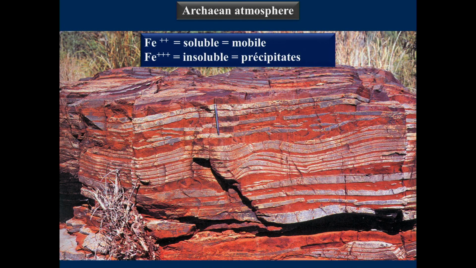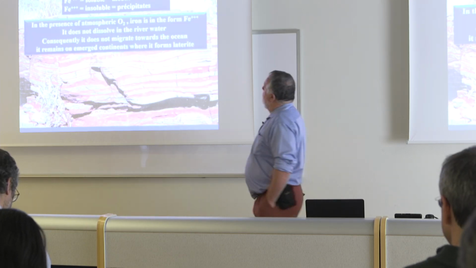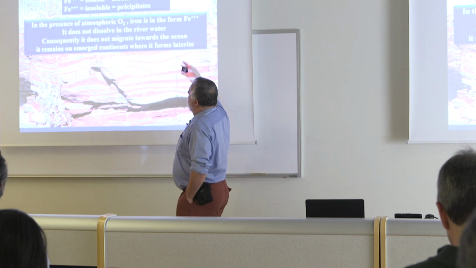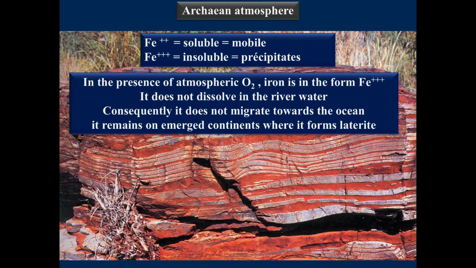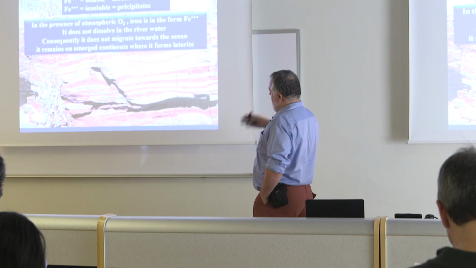And you remember that we have seen that iron 2 is mobile and iron 3 is not mobile in water. So if there is no oxygen in the atmosphere, the iron produced by alteration of the rock will dissolve into rivers and will go to the ocean. And we have seen that the iron 2 content of the ocean was very high during the Archaean compared with today.